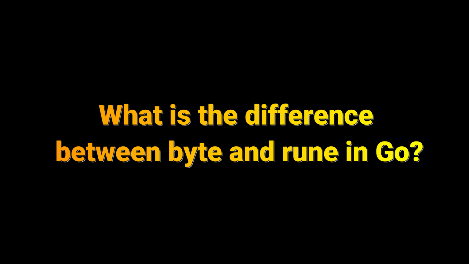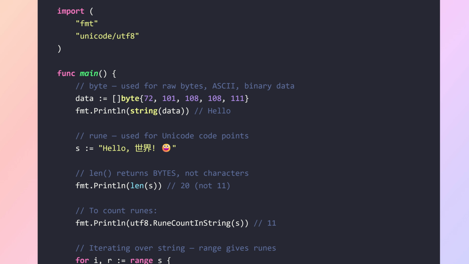Question: what is the difference between byte and rune in Go? In Go, byte is used to store raw data, like ASCII characters or binary data. A byte is just one small number between 0 and 255. A rune is used to store a Unicode character. A rune can represent characters from many languages, not only English.